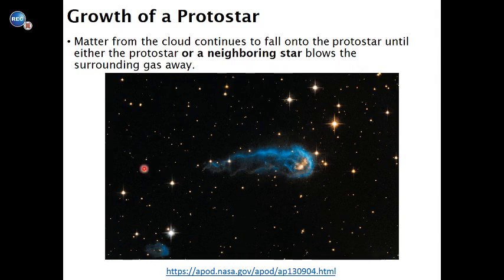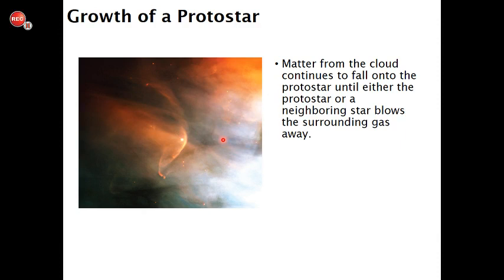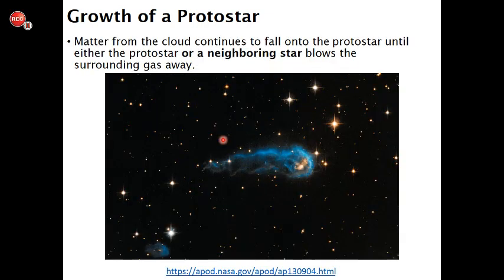And so we can see that sort of contraction. Now, other effects include wind that can push away gas. Either the new star or neighboring stars can strip gas off of the cloud. So this process of contracting and growing as more stuff falls inwards will eventually stop. It'll eventually run out of material.